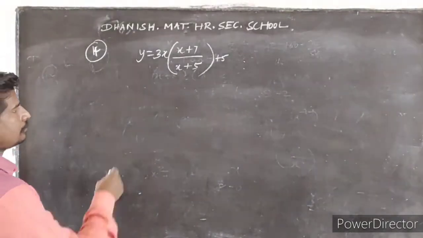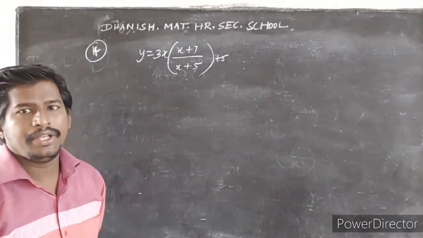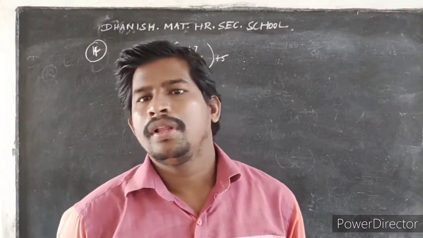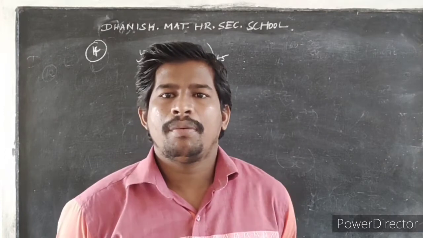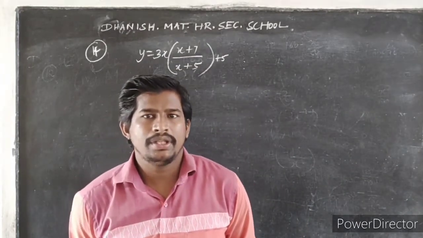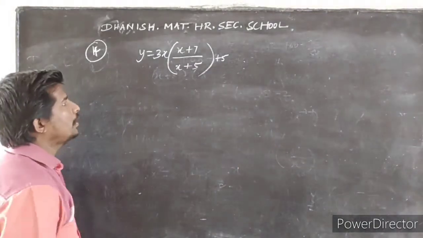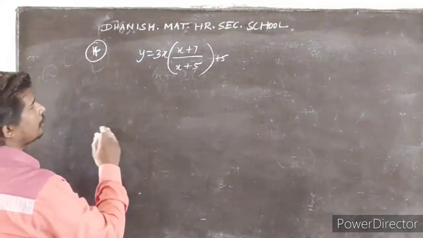Now I am going to find dy by dx. If we get dy by dx as positive, then we can conclude our marginal cost decreases continuously as the output increases. Now look at the problem carefully.